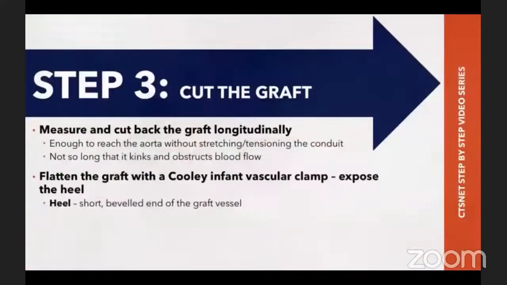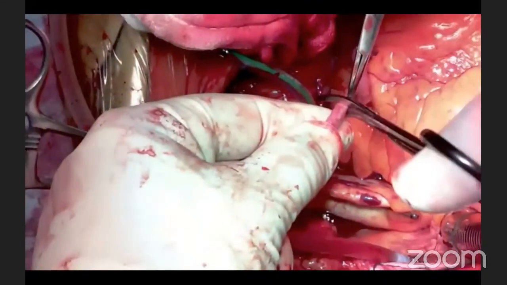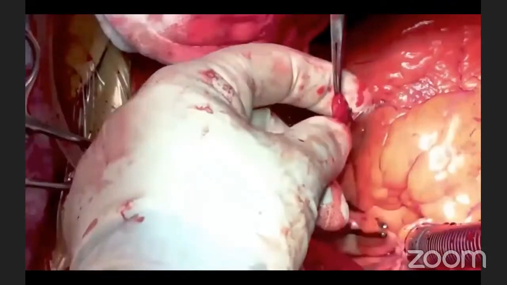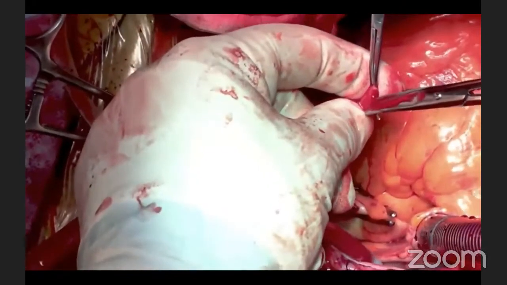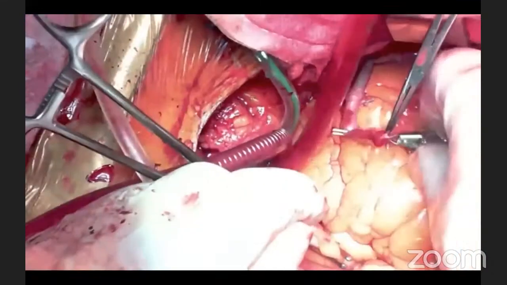With the site repaired, we prepare the graft for parachuting. The graft vessel should be measured to length and cut back appropriately. The length of the cut should be sufficient to reach the aorta without placing stretch or tension on the conduit, but not so long as to kink and obstruct blood flow. Flatten the graft vessel with a Cooley infant vascular clamp. Expose the heel.